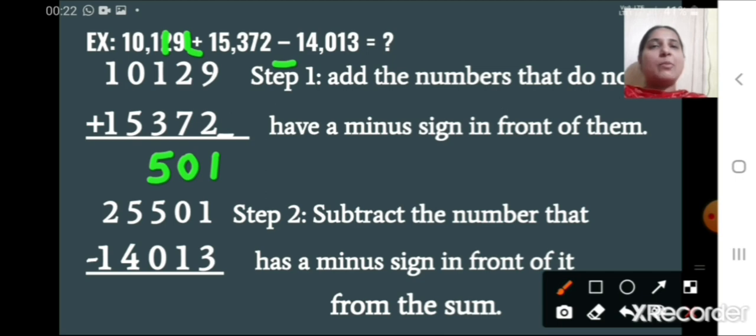Then move to the next place. 0 plus 5, we will get 5 here. And there 1 plus 1, we will get 2 there. So that number you can see. Now when we added, we get the sum here as 25,501. And now we will subtract this 14,013 from this sum.